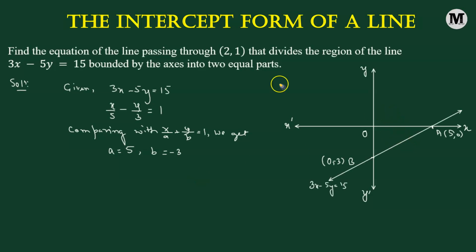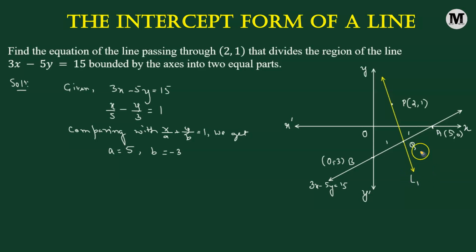Now we're going to consider the point 2, 1. So let's plot that point. Let us assume that this is the point P with the coordinates 2, 1. Now we're going to pass a line through this point P, and that line is also going to intersect the line segment AB. Let's call it L1. So let's say L1 intersects the line segment AB at the point Q. Now it bisects AB, that means it divides it in the ratio 1:1.